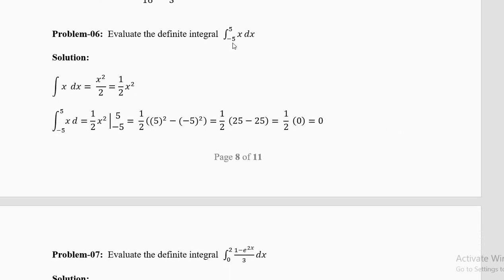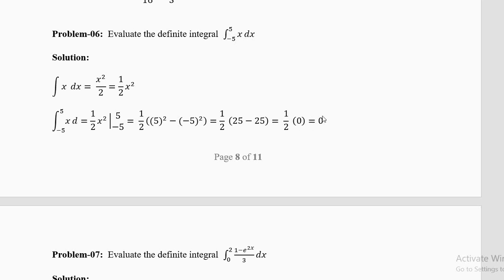Evaluate the definite integral minus 5 to 5 of x dx. Now the interval is symmetric around the origin, around 0, and x is an odd function. So when you get an odd function and if you do the integration around a symmetric interval, minus a to plus a, minus 10 to plus 10, you are going to get 0.